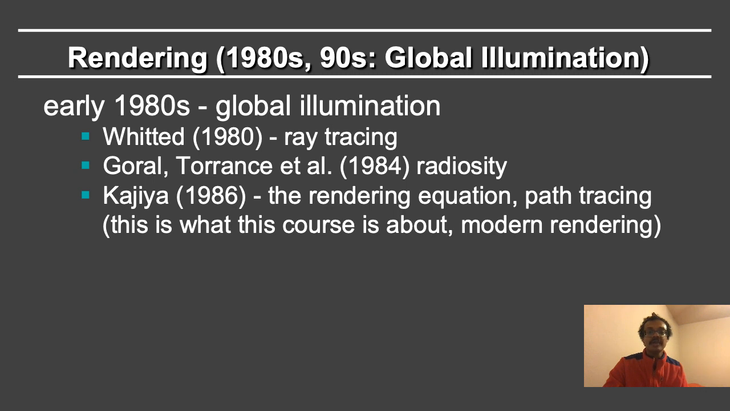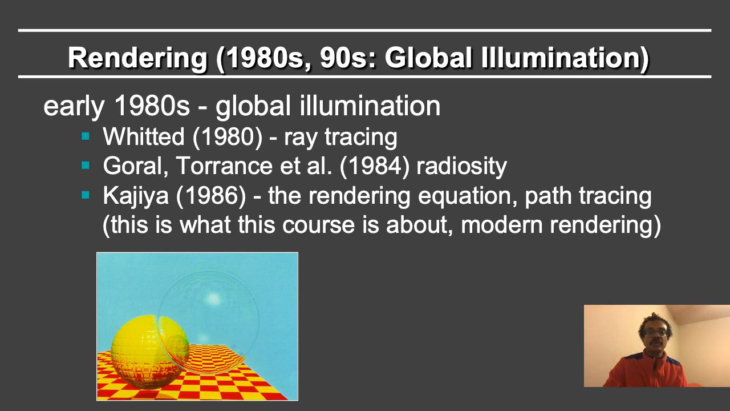Researchers at Cornell introduced the Radiosity method, which is a different finite element method for simulating light transport, which for decades gave some of the most beautiful images in computer graphics. In 1986, Jim Kajiya, then at the California Institute of Technology, introduced the rendering equation and path tracing, which formed the basis for what this course is about in terms of both the theory and the practical algorithms. This is a modern course developing a modern rendering algorithm based on the rendering equation.